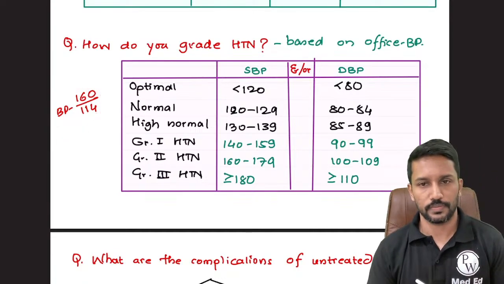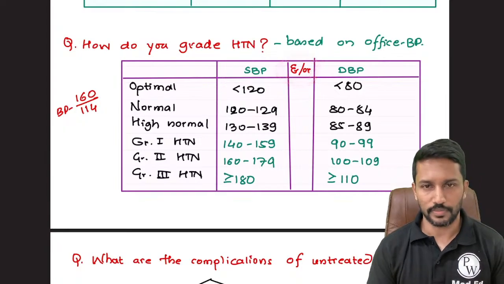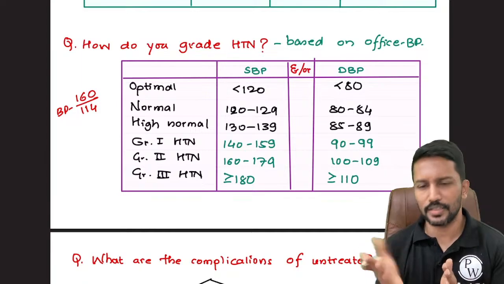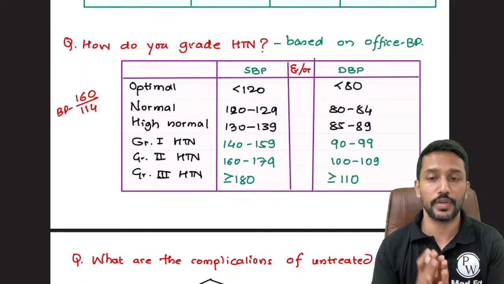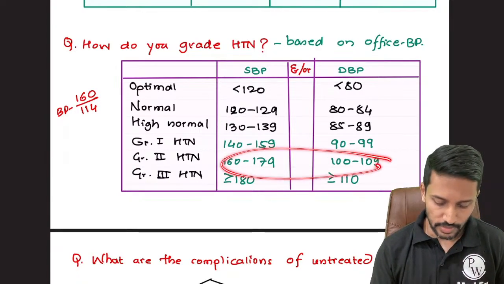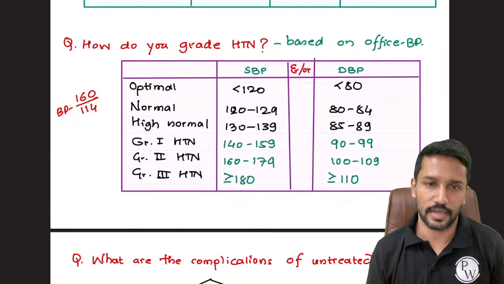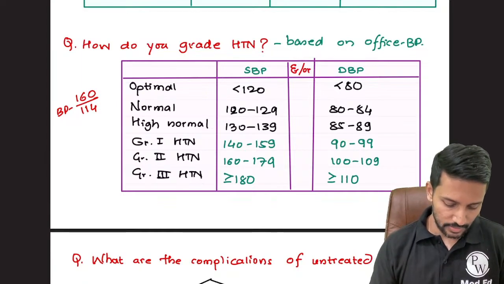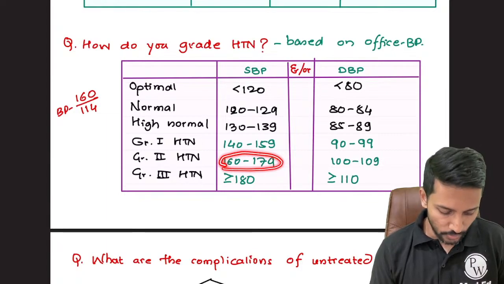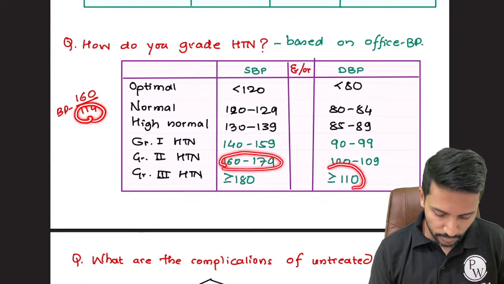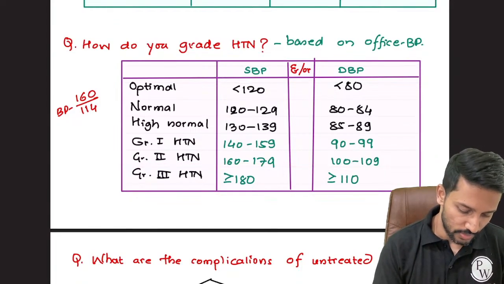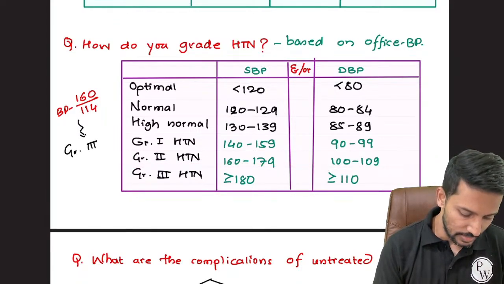160/114. And don't miss out on the middle column, "and/or". So again, I'm reiterating, any value, be it systolic or diastolic, any one of them, if it is outside the threshold or appropriately falling into a category, we will be categorizing it as belonging to that grade. For example, here you may think that okay, 160 belongs to grade 2, but when I look at the diastolic BP, it is more than 110. So this patient will be assigned the higher grade, which is grade 3. So this will be counted as grade 3 hypertension.